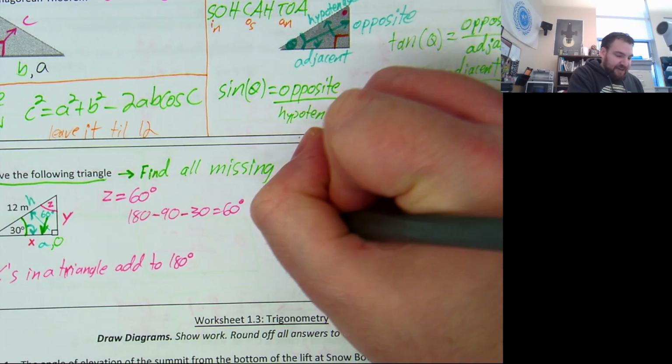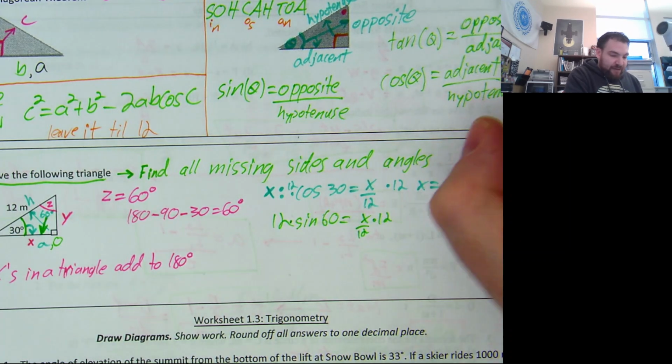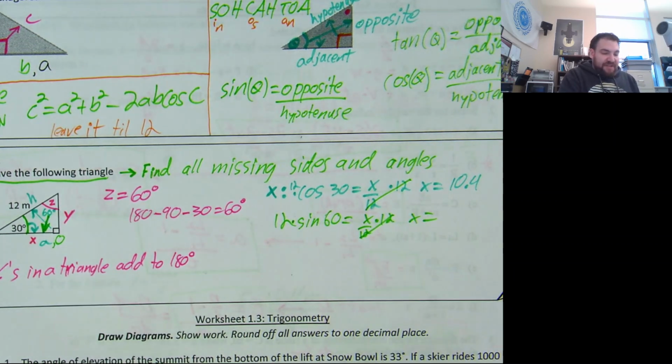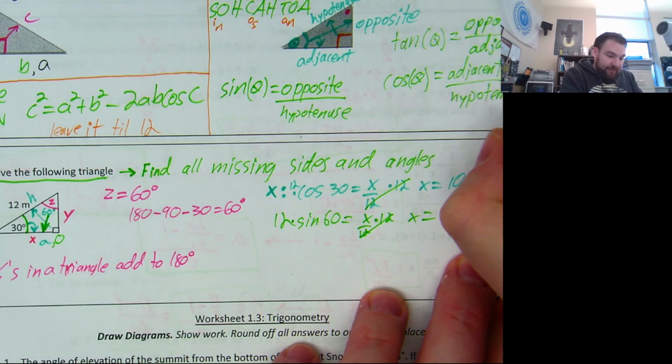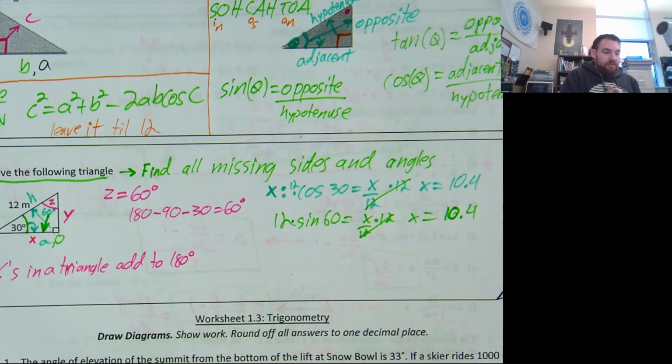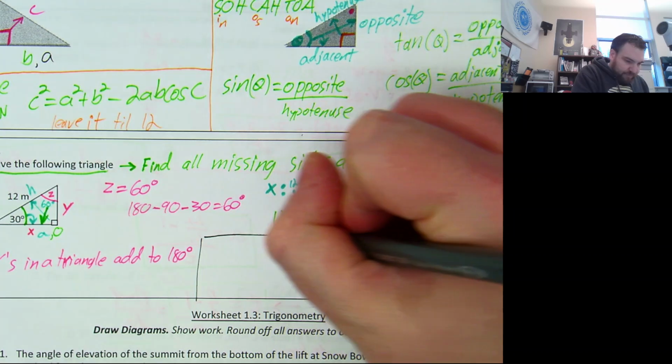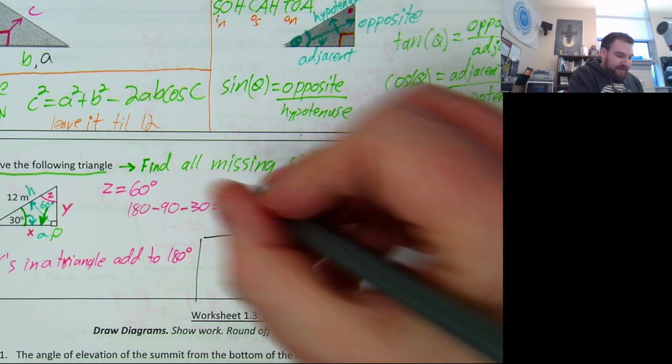We would have multiplied both sides by 12, and we would have found that 12 sine 60 is the same value. 12 sine 60 and 12 cos 30 are the same. You could have used either one. At this point, it becomes about your choice. And then the last one is to go ahead and find y.